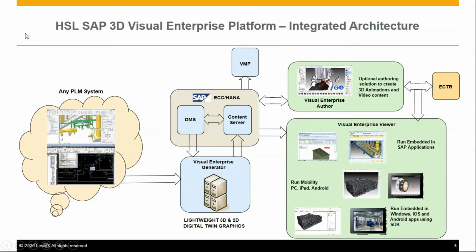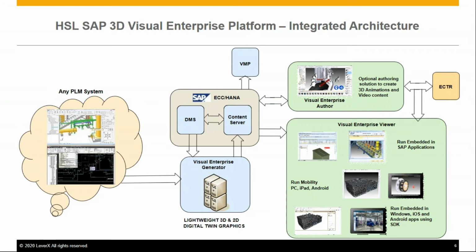So next, this is a high-level architecture diagram of all of the SAP Visual Enterprise suite of applications. If we start on the left and work our way to the right, we have any PLM system. Like I said, it can be Teamcenter, Anovia, Windchill, any of them. And we take and we drop that information into that hot folder, which is signified by this arrow right here. It acts as a trigger. It starts the conversion process. It builds that DIR structure inside of ECC or HANA. It puts those lightweight digital twin files.